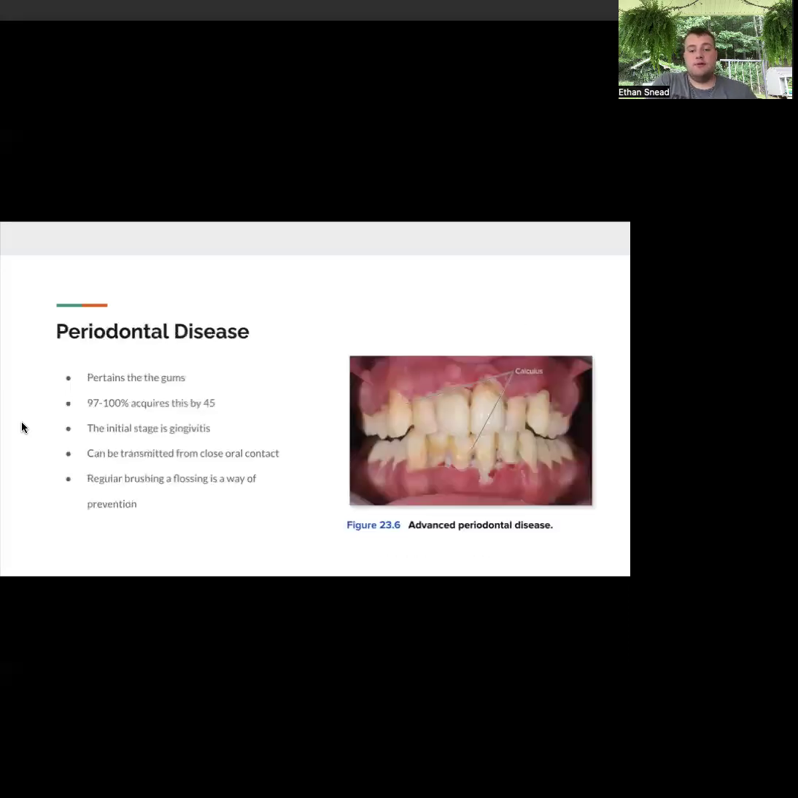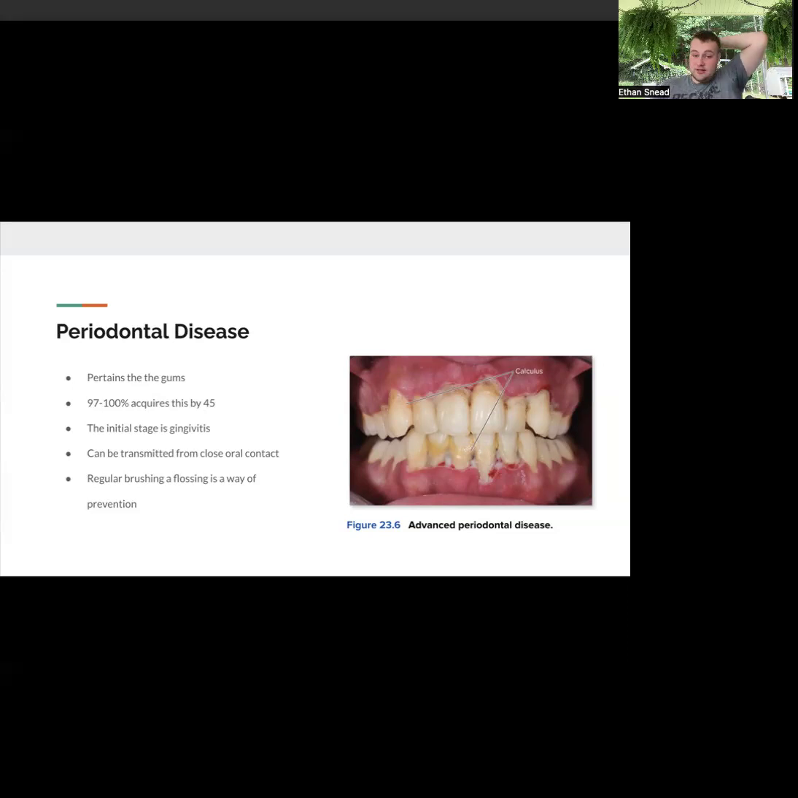Periodontal means of or pertaining to the gums as well as the supporting structures of the teeth. So this disease affects the gums of the mouth, and 97 to 100% of the population have some sort of manifestation of this disease by age 45.